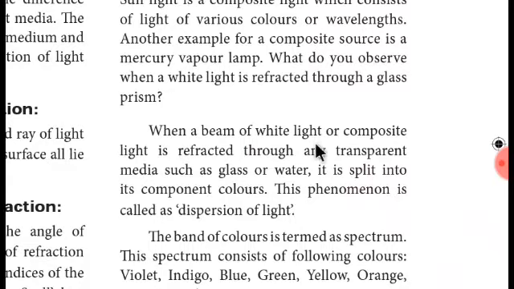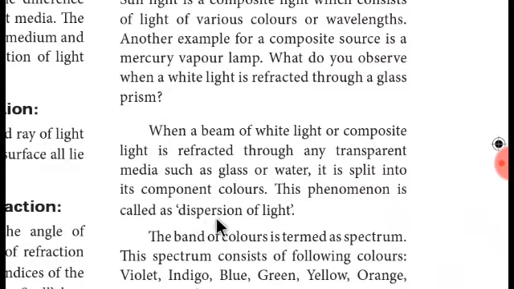When a beam of white light or composite light is refracted through any transparent medium such as glass or water, it is split into its component colors. This phenomenon is called dispersion of light. They can ask you to state dispersion of light or say about dispersion of light in your question paper, so you need to write this definition. For example, take white light which is hit on a prism.